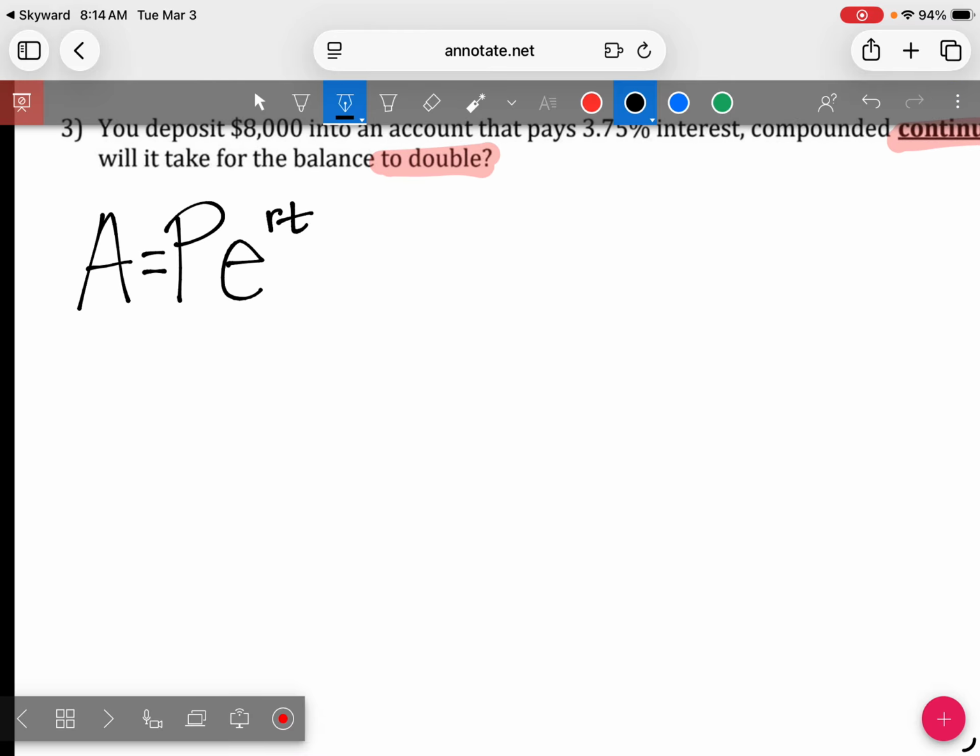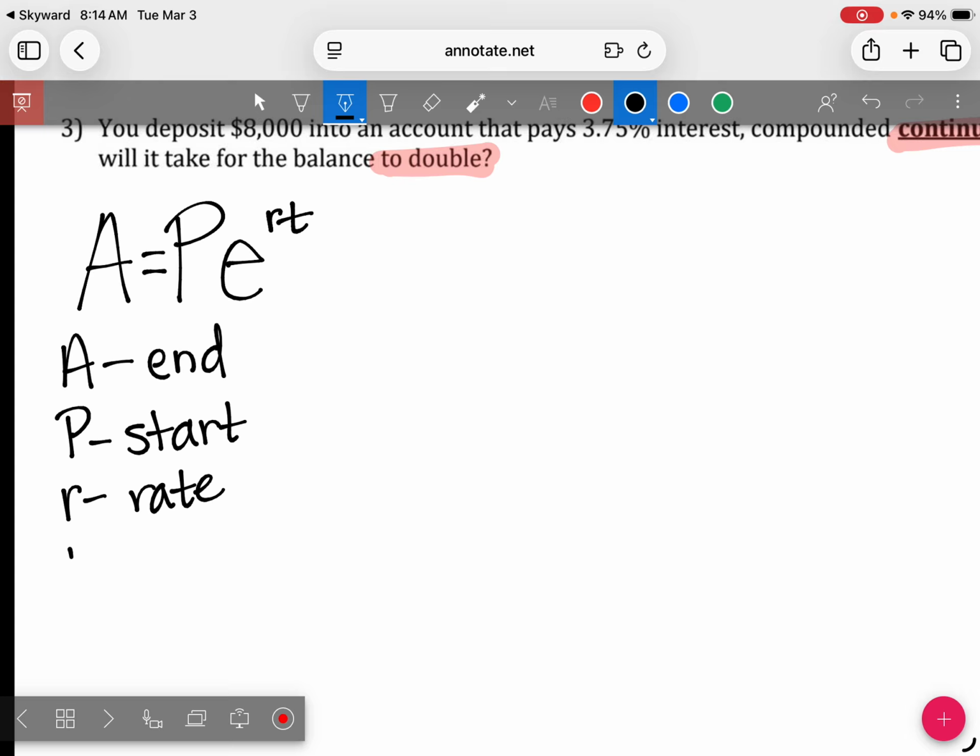So let's revisit this formula. A is your ending balance. P is your starting balance. R is your rate. And T is time. So I'm going to read this question again. And this time I'm going to look for these variables, P-E-R-T. So it says you deposit $8,000.